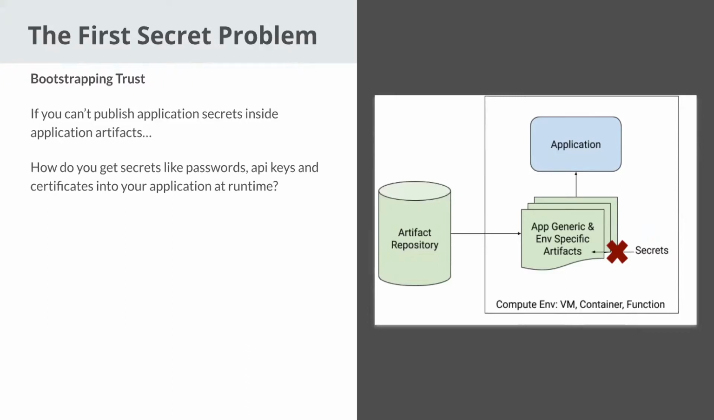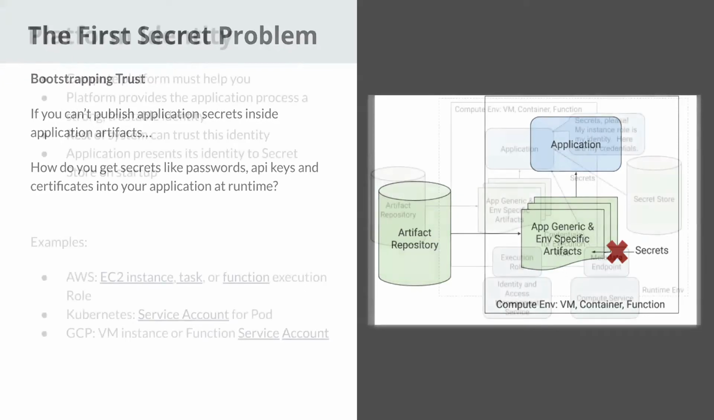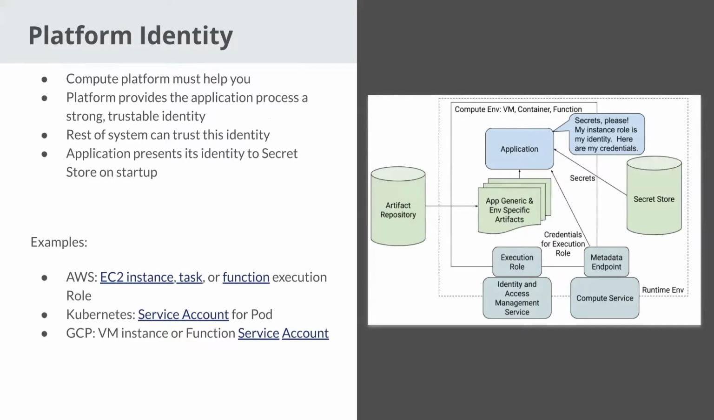Well, how do you get your passwords, your API keys, and certificates into your application runtime? You need to leverage a thing called platform identity, which is something that your compute platform can provide you. We're going to step through this in more detail later.